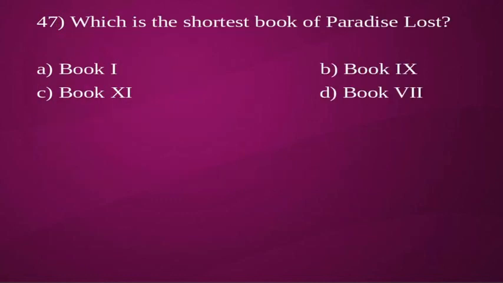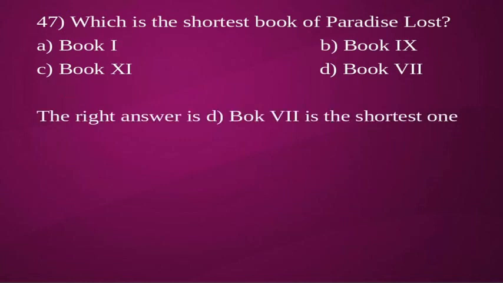Question number 47 is, which is the shortest book of Paradise Lost? Option A, book 1. Option B, book 9. Option C, book 11. And option D, book 7. The right answer is D, book 7 is the shortest one.